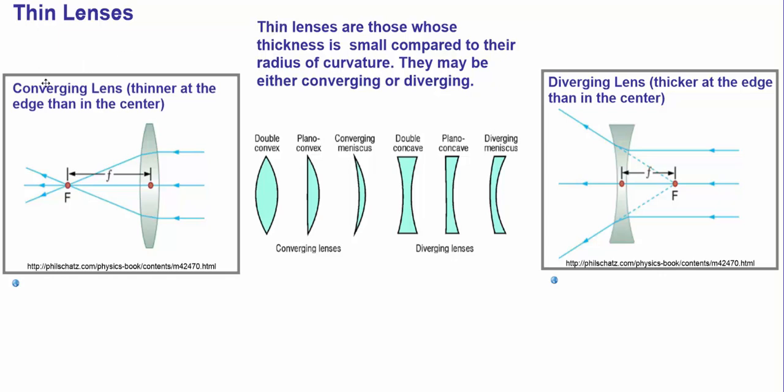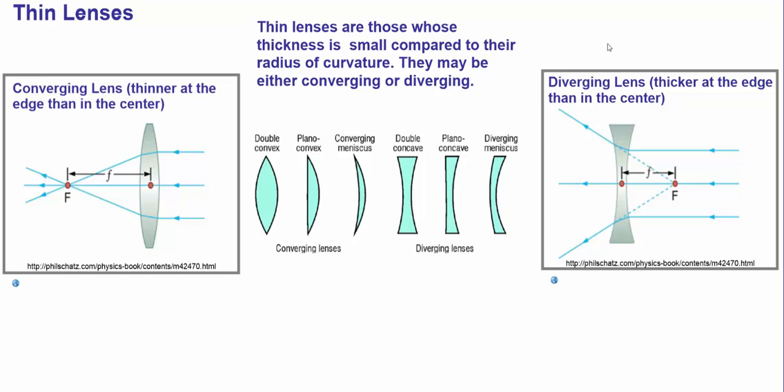You've got your converging lens, and it's going to behave a lot like your converging mirrors, which were your concave mirrors, but it's not as easy to identify. The converging lens will always be thinner at your edges than it is in the center. I'm going to come back to that thought in a second.